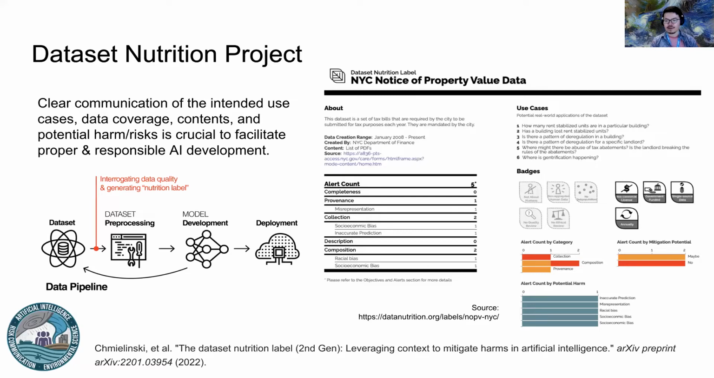And on the right side is just an example. It's not environmental science specific, but it's one of a few examples they have as a nutrition label on their website. It's New York City's notice of property value data. As you can see, it identifies different potential harms and risks caused by how the data is collected, such as certain socioeconomic biases, etc. If you're interested, you can read their arXiv preprints about this newest generation of the dataset nutrition labels.